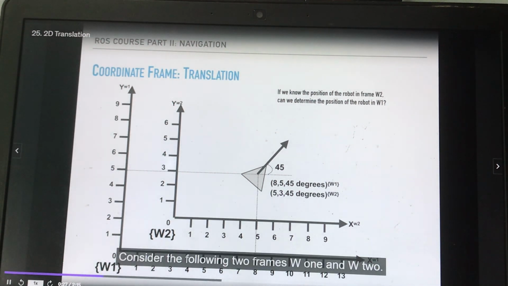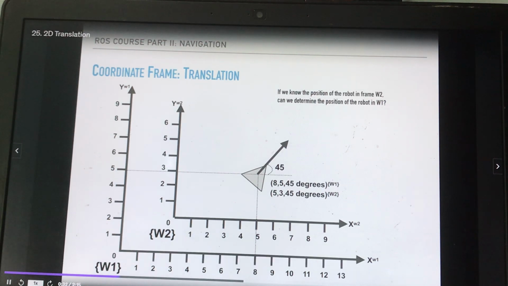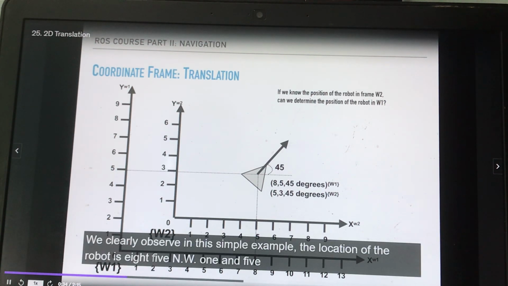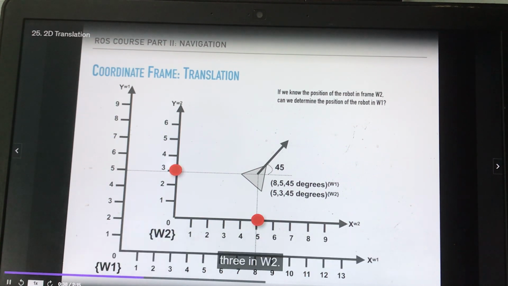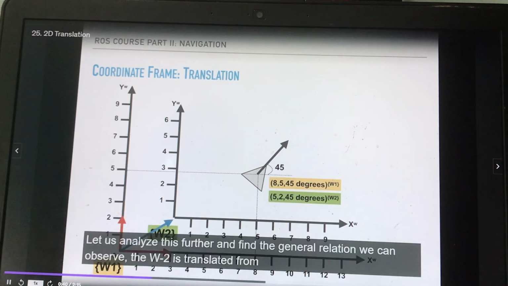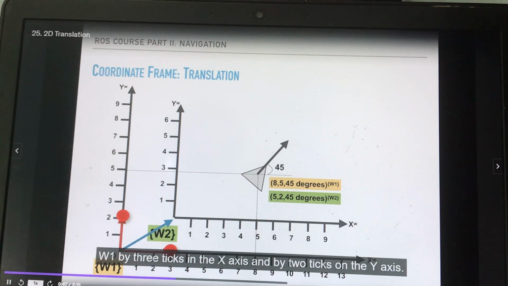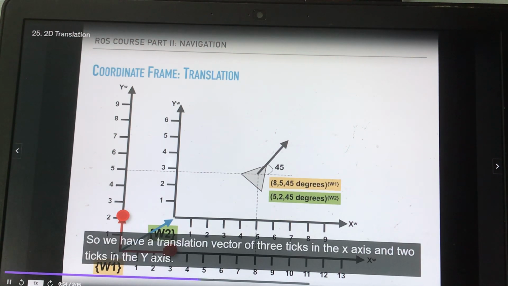Consider the following two frames, W1 and W2, and the robot represented by the triangle. We clearly observe in this simple example that the location of the robot is 8,5 in W1 and 5,3 in W2. Let us analyze this further and find the general relation. We can observe that W2 is translated from W1 by 3 ticks in the x-axis and by 2 ticks on the y-axis. So we have a translation vector of 3 ticks in the x-axis and 2 ticks in the y-axis.